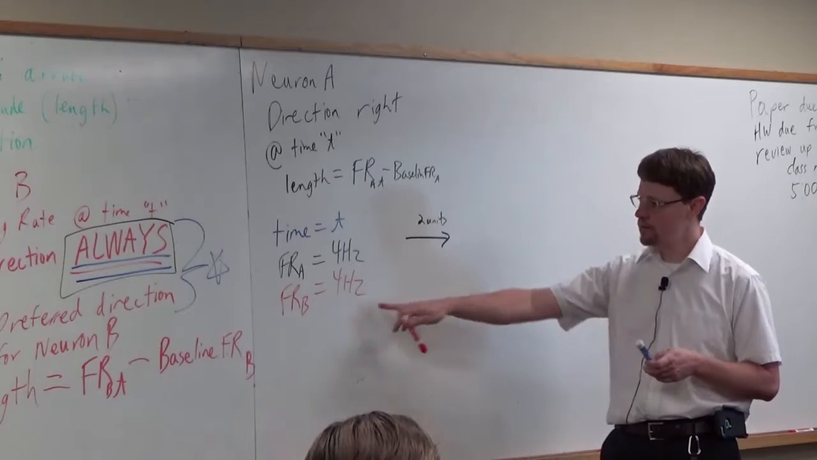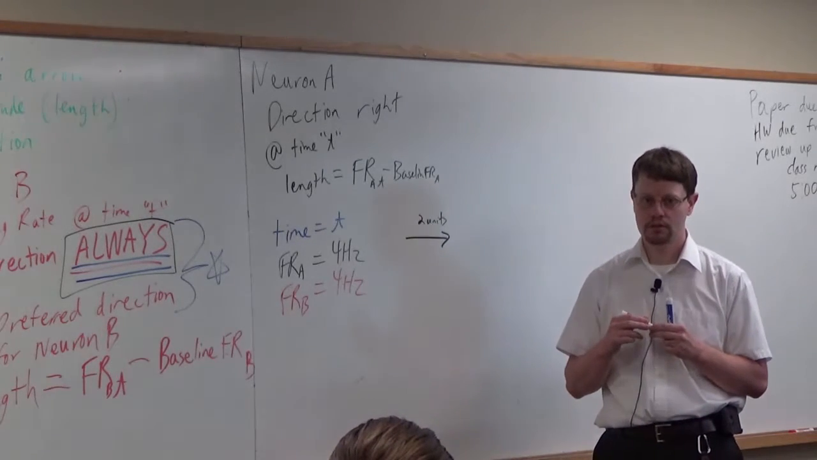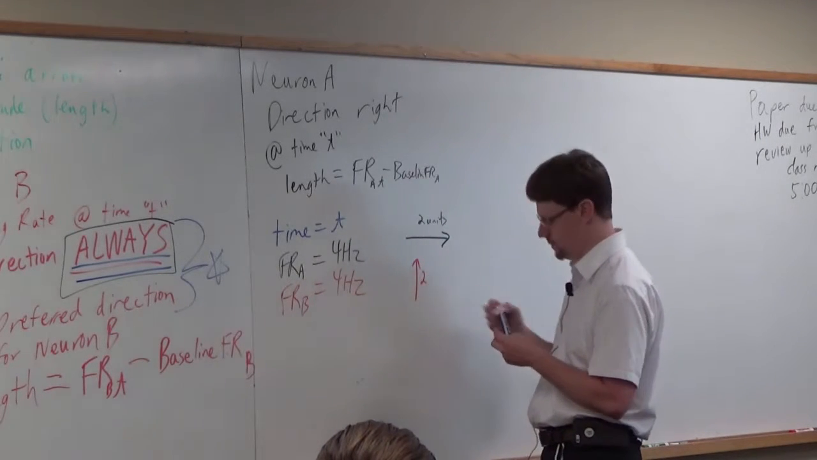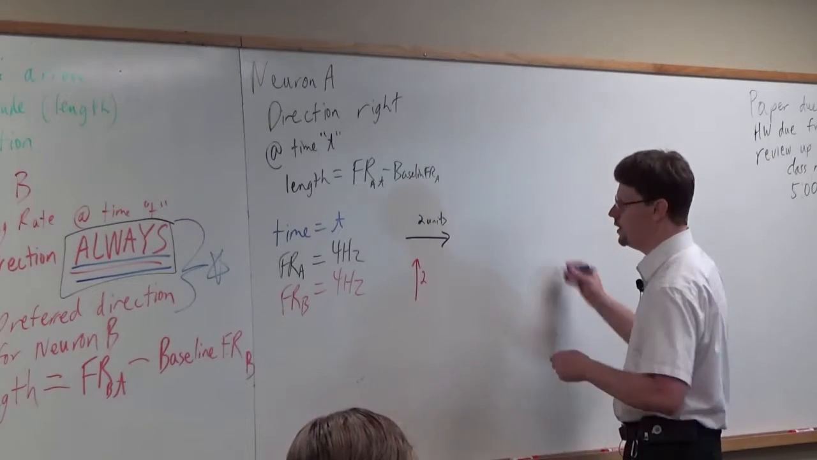So that's neuron A. Neuron B, firing rate is 4 hertz. What does that vector look like? Up. And it's 2 units, right? So you've got up, 2 units. Okay. So now we are back to our circle over here.